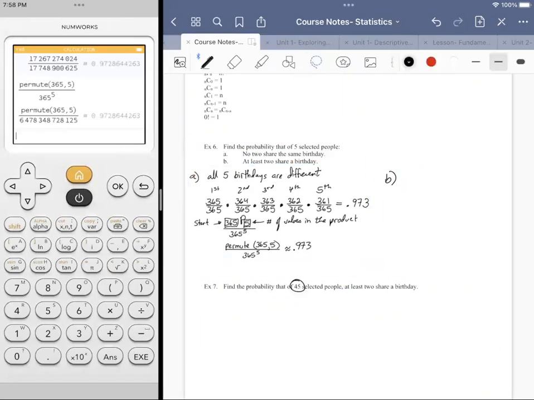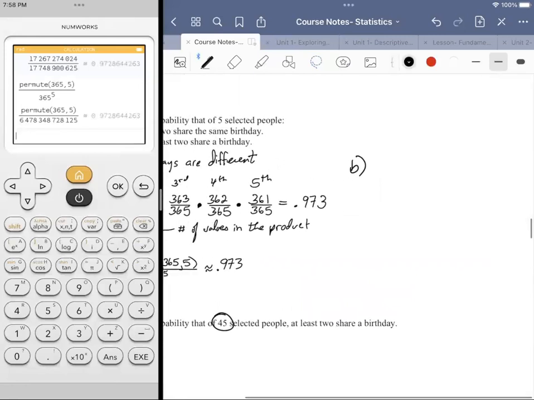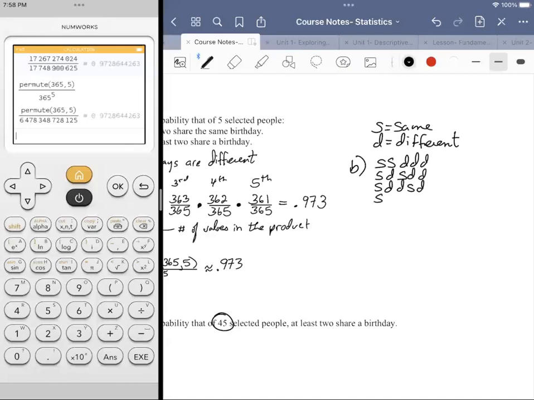All right. So some possibilities are, I'll use S equals same, D equals different. So maybe it's the first 2 that are the same and the last 3 are different. Maybe the first and the third are the same, but everything else is different. Maybe it's the first and the fourth that are the same and everything else is different, or the first and the last are the same and everything else is different.